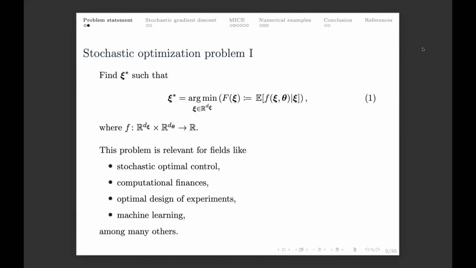Well, the problem that we intend to solve here, the stochastic optimization problem, is one of finding psi star, which is the argument that minimizes a function, here denoted as uppercase F, defined as the expectation of another function, here denoted as lowercase f. This class of problems is very relevant for many fields like stochastic optimal control, computational finance, optimal design of experiments, machine learning, among many others.